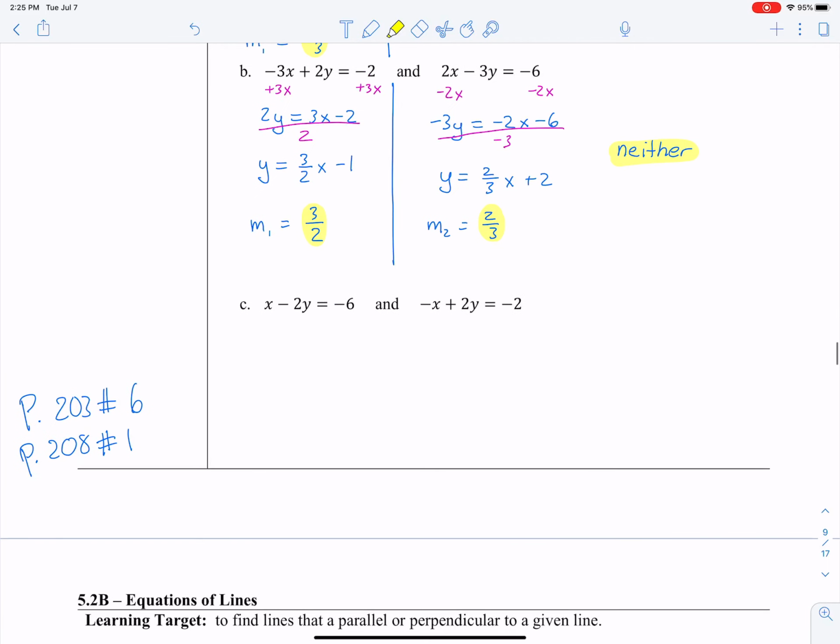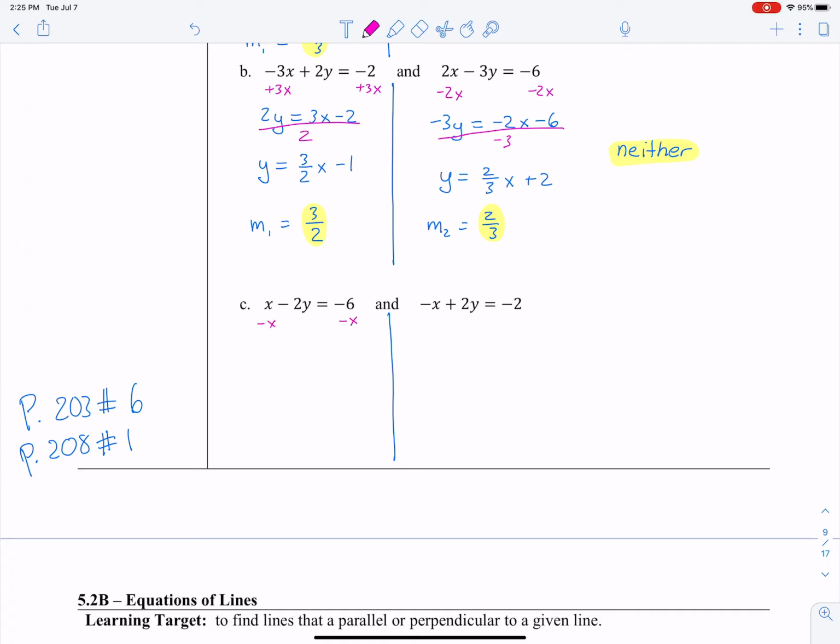All right, so now we have one last one. If you want, you can pause your video right here and try it out for yourself. See if you can figure out if it's perpendicular, parallel, or neither. So pause and give it a try. All right, so hopefully you found the answer.